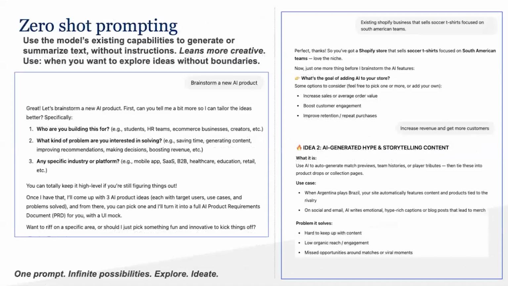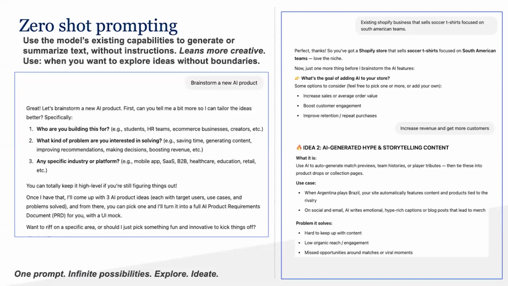Okay, so let's go through the first prompt engineering technique. It's called zero-shot prompting. This is a method where you don't provide the LLM any instructions, right? The LLM has sort of the full creative control to generate or summarize text or provide an output to you based on its own internal thinking. It leans to be more creative, and you want to use this when you want to explore ideas without boundaries.